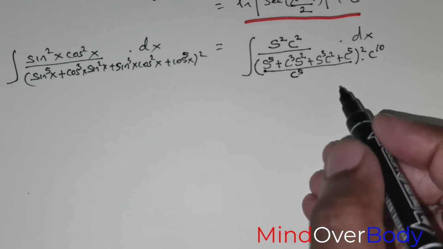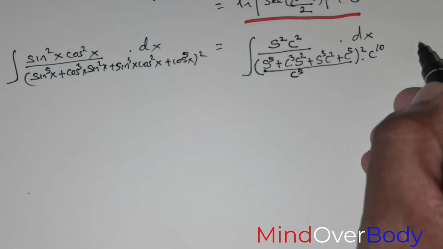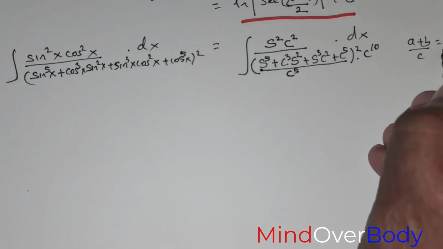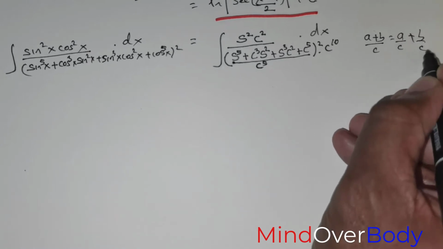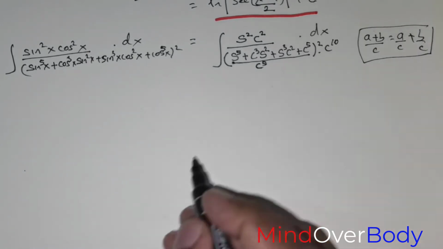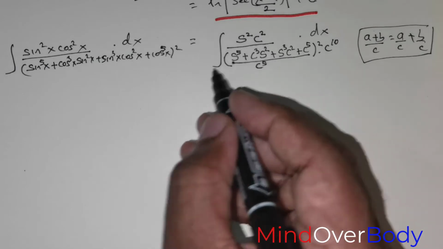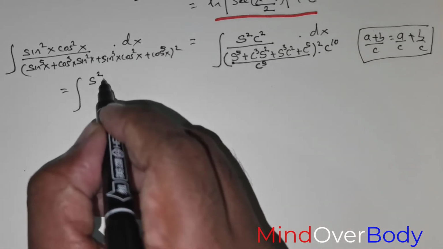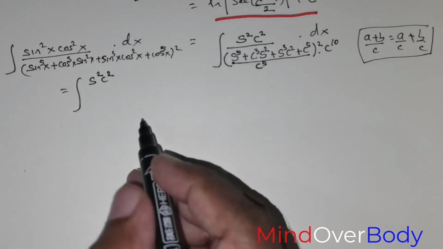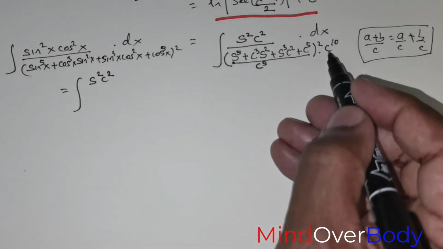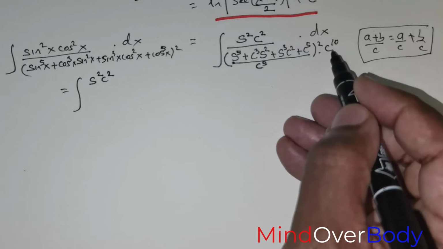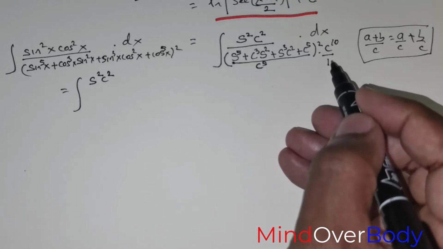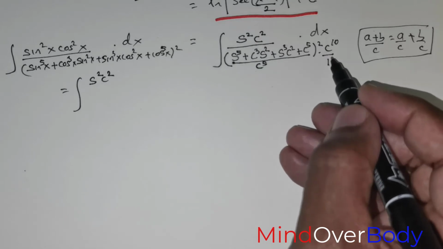So now I will use the property of algebra, which is, if I have (a plus b) over c, I can rewrite it as a over c plus b over c. So by this algebraic property, I can rewrite this as the integral of s squared c squared. Now this is actually c to the power of 10, and it is actually resting over 1.